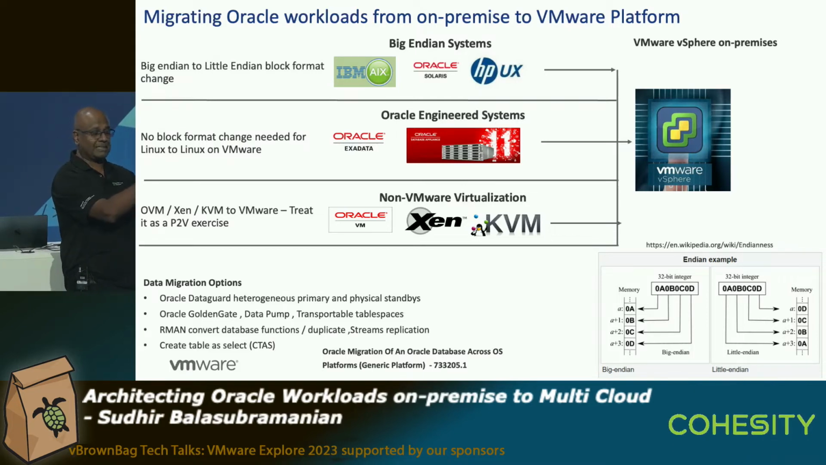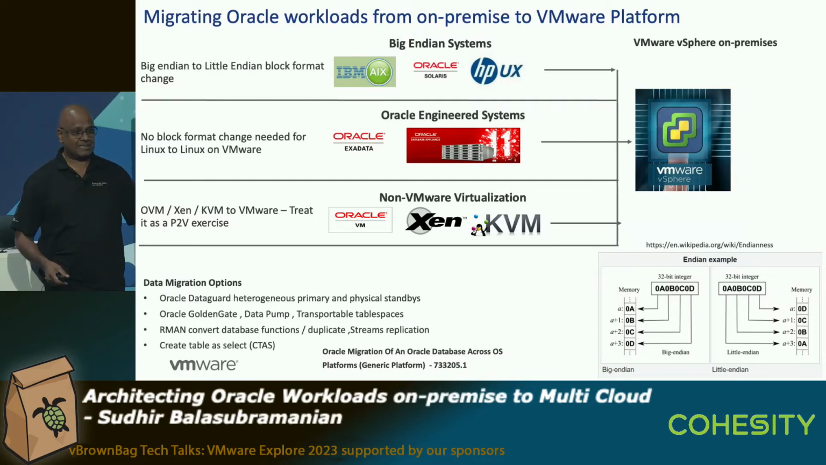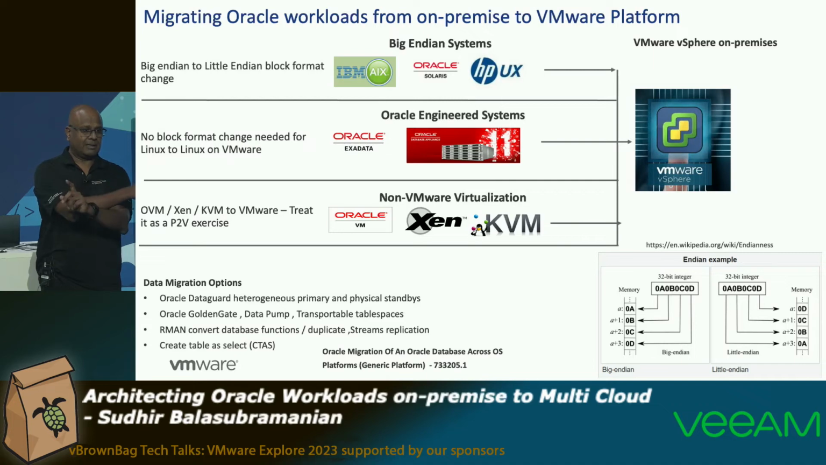That's how a big Endian system looks. From a little Endian, which is your x86, your Linux, your Windows of the world, it's a flip, which means you cannot cut, copy, paste, or do a Control-C, Control-V, suck the data in and spit the data out. You can't do that, right?